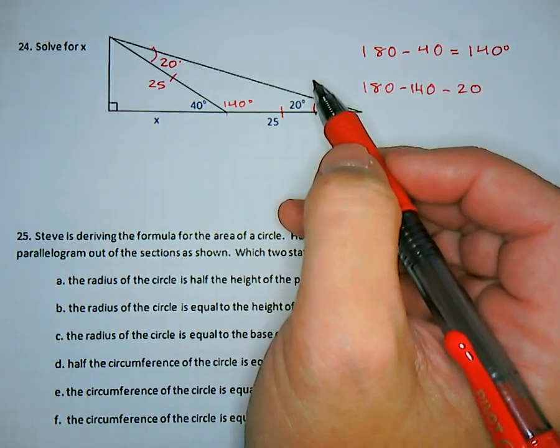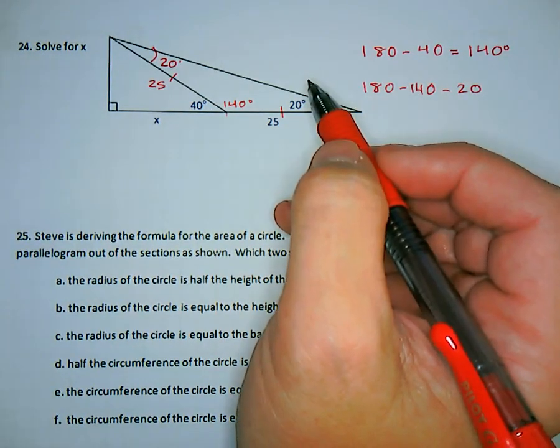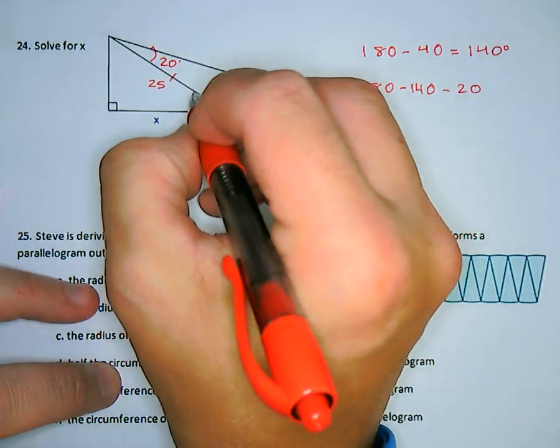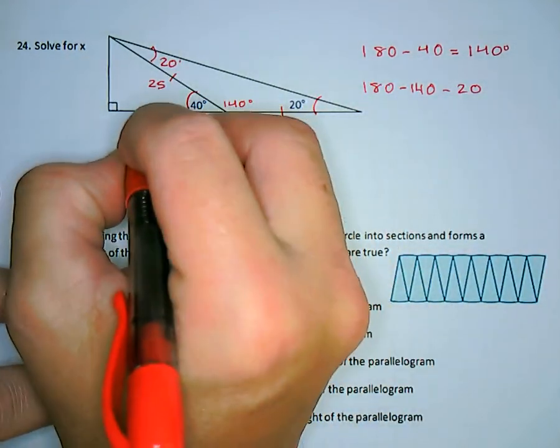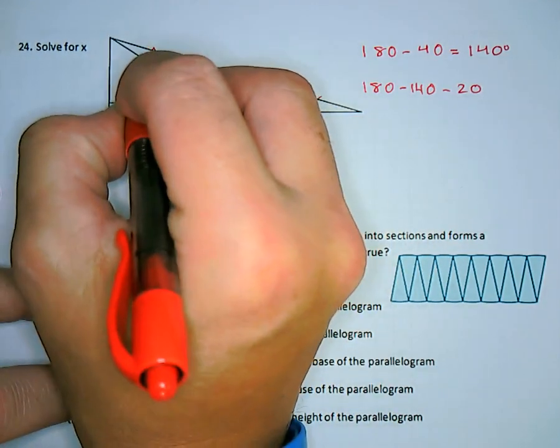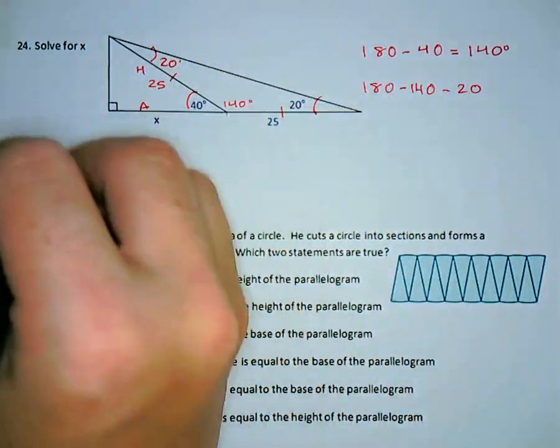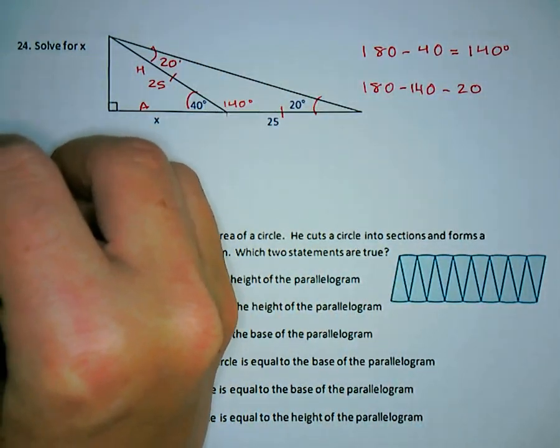So now we just have a basic trig function. We have this angle here. In relation to this angle, this is our adjacent and our hypotenuse. So we know it's a trig problem. So SOHCAHTOA, let's write it down.